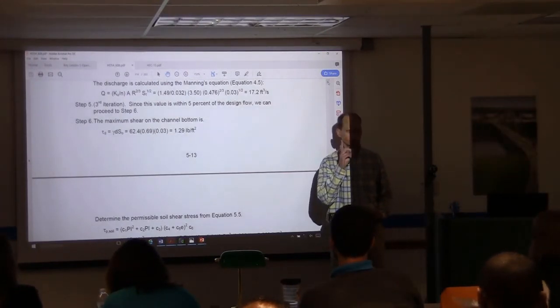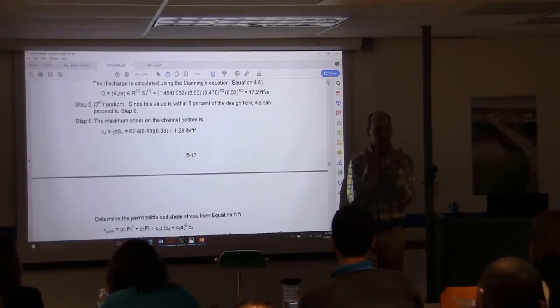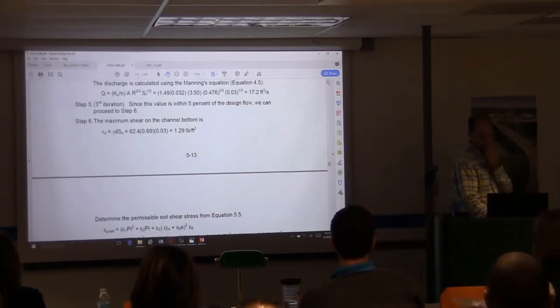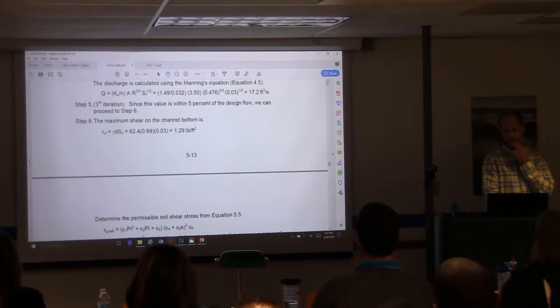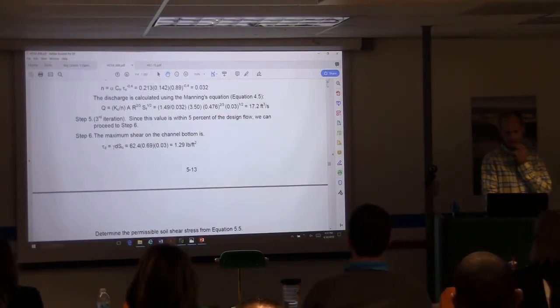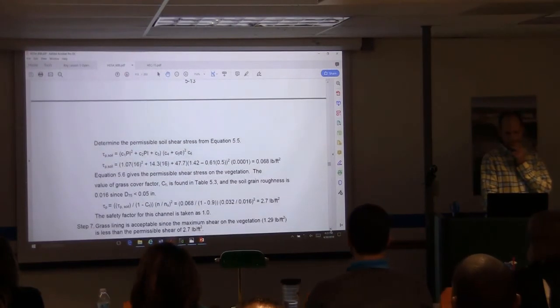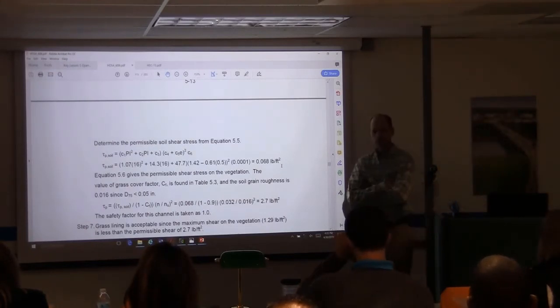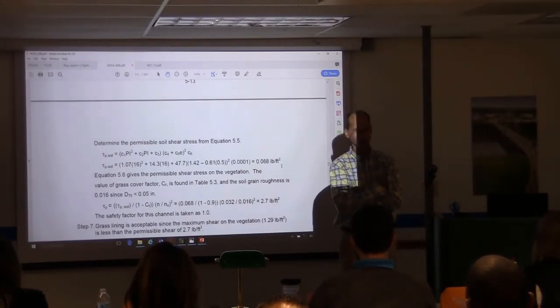However, is that actually true? I'm going to throw a wrench in the works, because this is something that we don't consider all the time, but it's very critical. 1.29 pounds per square foot is the applied shear stress, right? What was the permissible for the soil? 0.068. Is our vegetation going to grow right away?